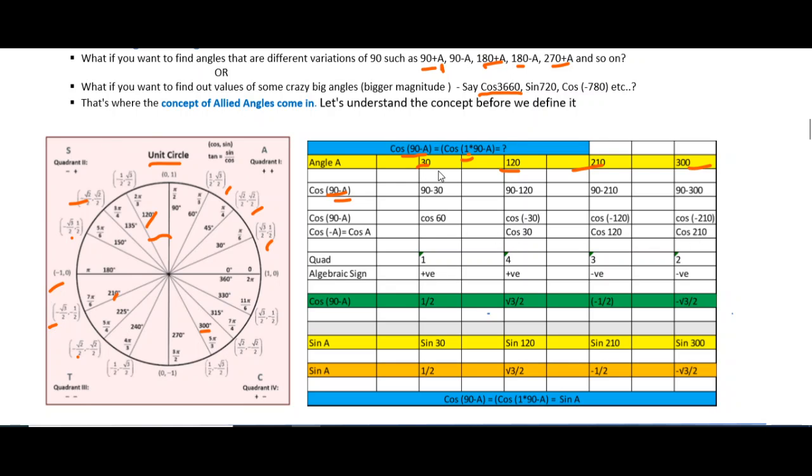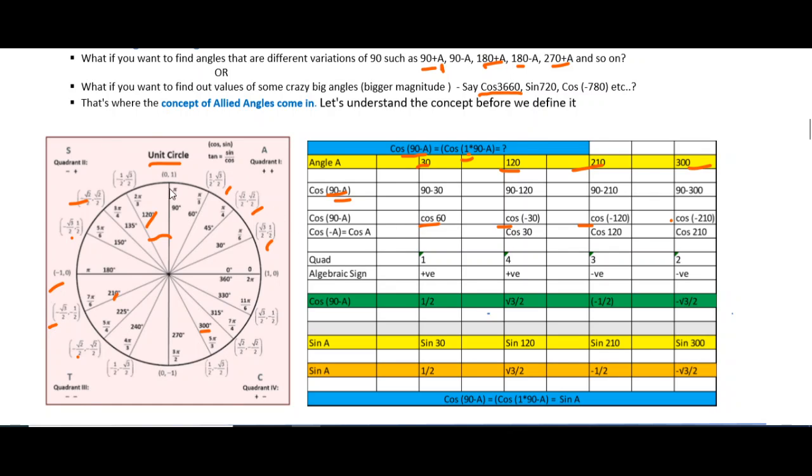Now we have the given angles in this yellow box, and we have computed the angle that will be formed after we subtract that angle from 90. For ease, I've also put the quadrant. And remember one thing: whenever you add the quadrant, you always compute the quadrant for the bigger angle, whatever function you're trying to calculate, 90 plus, 90 minus, whatever that is. So in this case, 90 minus 30.